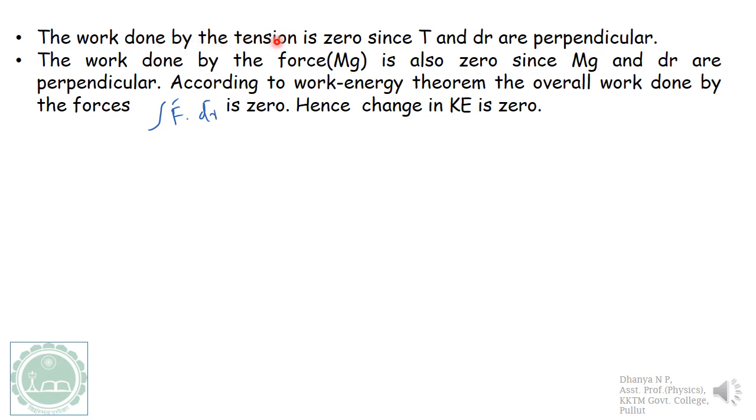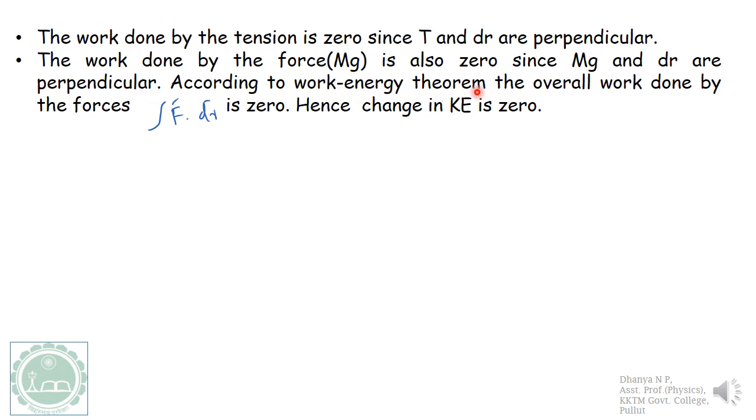The work done by the tension is 0 since T and dr are perpendicular. If two vectors are perpendicular, their dot product F dot dr will be F dr cos theta. Here theta is equal to 90 degrees, cos 90 is 0. Therefore work done by tension is 0. Also work done by the force mg, the weight, is also 0 since mg and dr are perpendicular. Therefore the total work done is equal to 0.